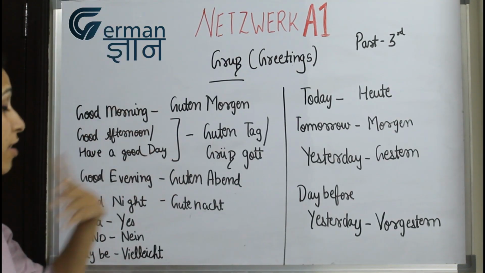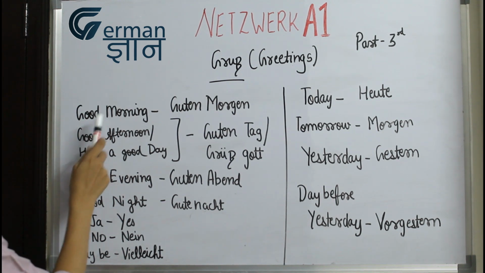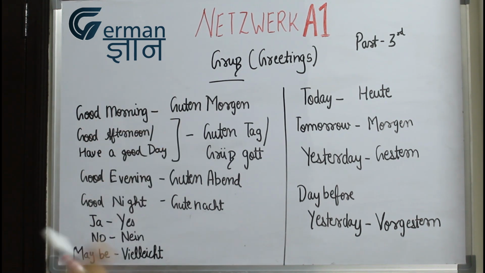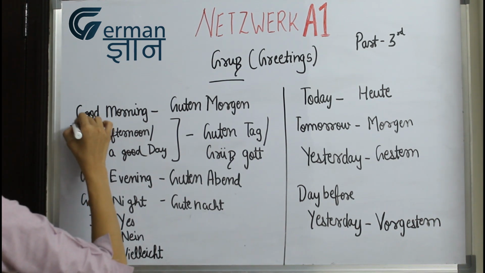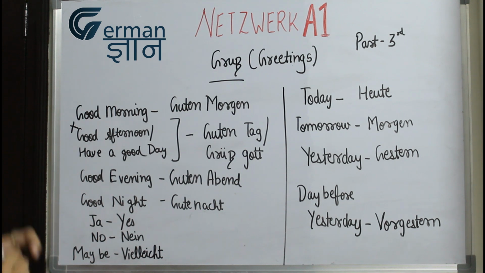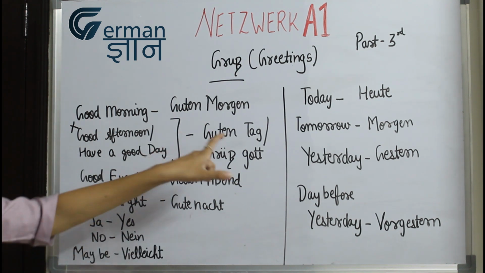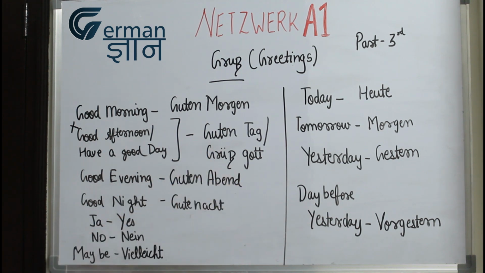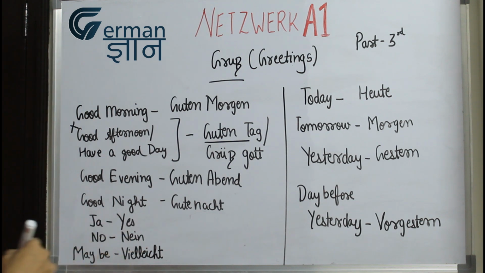So guys, these are some more greetings. Let's start with this. Good morning is Guten Morgen. In German, there is no particular word for good afternoon. They just say Guten Tag or have a good day. They also use Guten Tag or Grüß Gott. So the very famous word is Guten Tag.